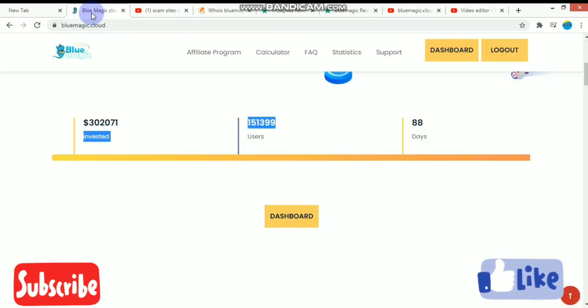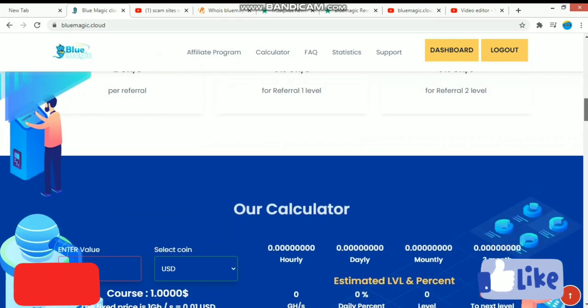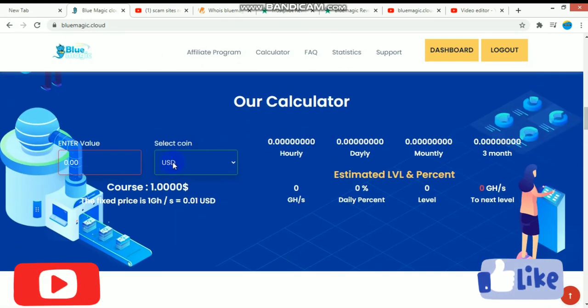So this is the site. Actually, it's also an investment site, and this is a calculator, guys, so you can use this to calculate how much you'll be getting if you invest in this site. Let's just calculate. For example, the 100 GH per second is equal to $1. This is what you'll be getting daily, this is what you'll be getting hourly, this is what you get monthly, and this is what you get in 3 months, guys.